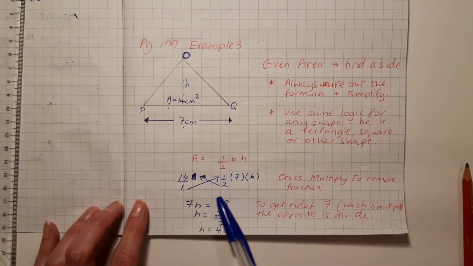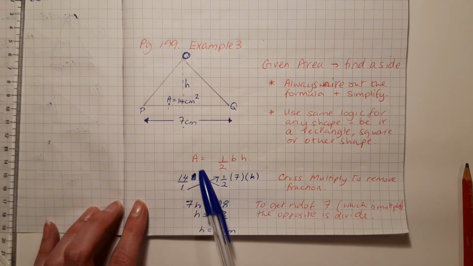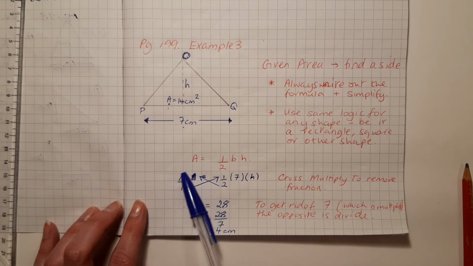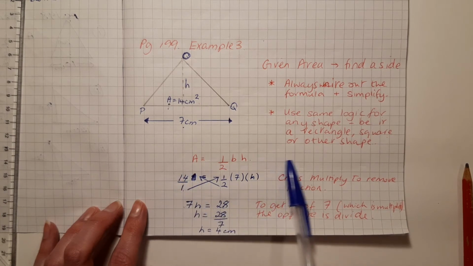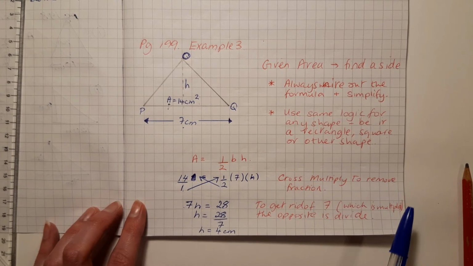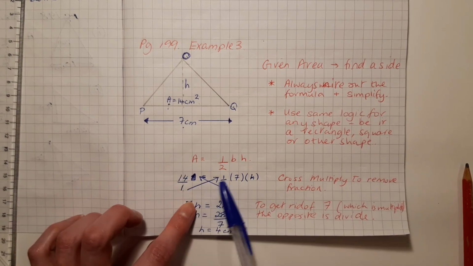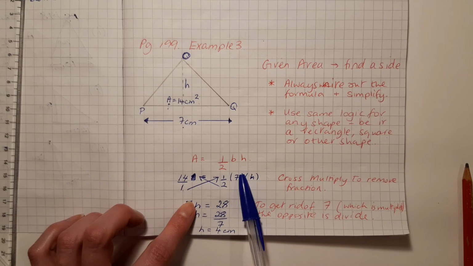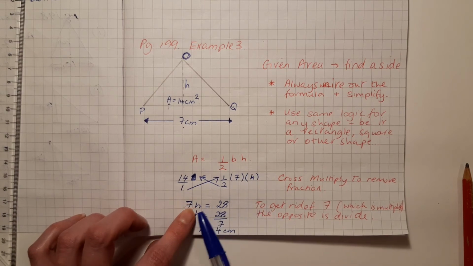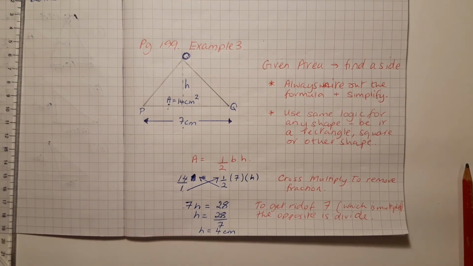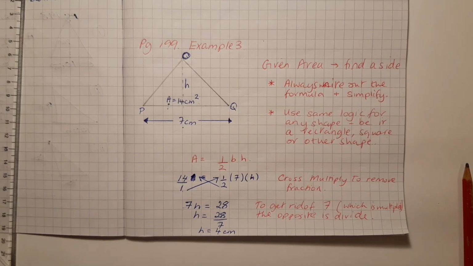And because we have a fraction on the right hand side, we need to make the left hand side a fraction. That's why that 14 goes over 1. And to get rid of fractions, we cross multiply to remove the fraction. So the 2 by the 14 is 28. The 1 by 1 is 1, by 7 is 7, by 7 by h is 7h. So you're left with 7h is equal to 28. And to get h on its own, all you're doing is dividing. So it's going back to a little bit of algebra there.